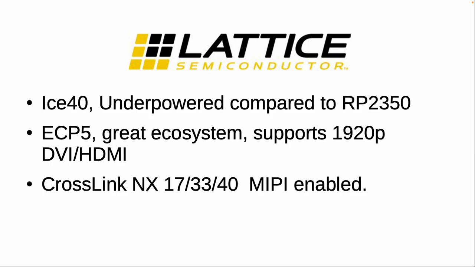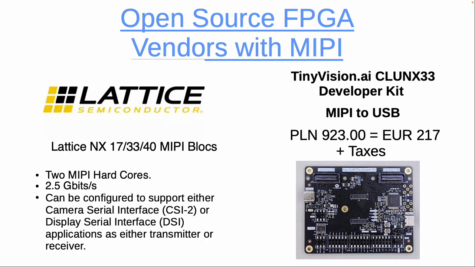Lattice also makes the CrossLink-NX 17, 33, and 40. They have MIPI hardcores. 17 and 40 are open source, 33 is closed source. The 17, 33, 40 MIPI cores will do 2.5 gigabits, either CSI-2 to connect your camera, or DSI, or do 2 cameras, whatever your choice is. The 33 is interesting, and particularly the TinyVision CL-UNX33, which includes USB ports, USB 3 ports. So all kinds of good stuff out there.